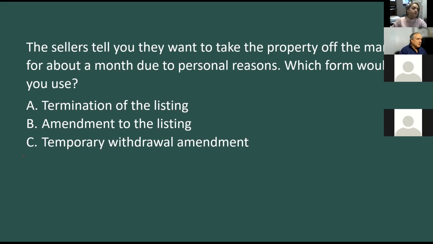The answer on this one is B. Amendment to the listing. They want to take the property off the market for about a month due to personal reasons. And this is one that, I don't remember who it was, but one of the agents had called and said, hey, here's what my situation is, what do I need to do? And this is the form for that.